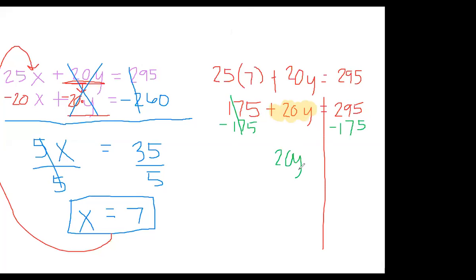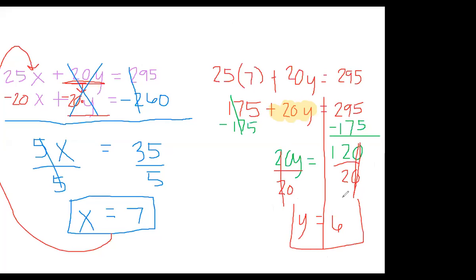20y equals 120. And then people at home, what would I do to find y? Divide by 20. Divide. Good job, y'all. Divide by 20. So 12 divided by 2, because these zeros cancel. What's 12 divided by 2? Good. So how many hours does Jacob work? 6.